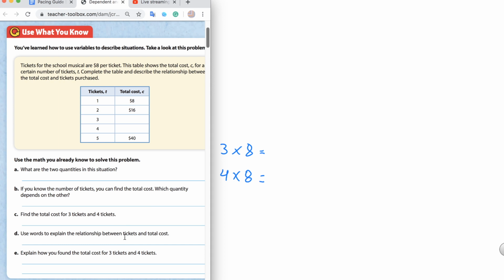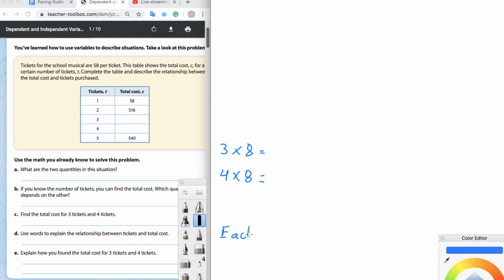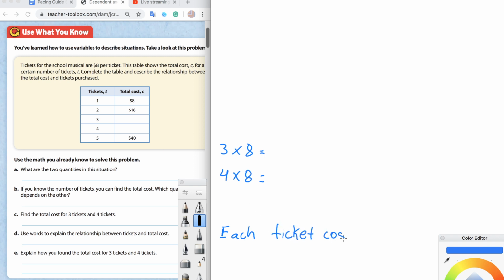Part D: Use words to explain the relationship between tickets and total cost. So I would say, how much does each ticket cost? Each ticket costs $8. Or you can say it costs $8 for every ticket. That can be your answer as well.